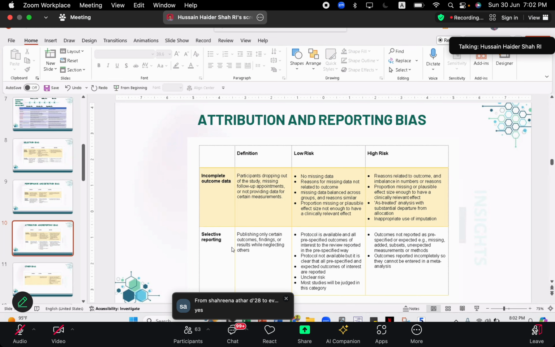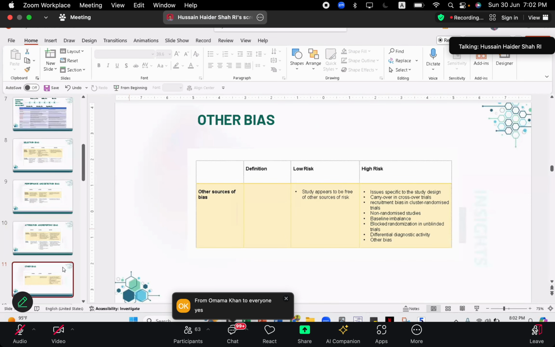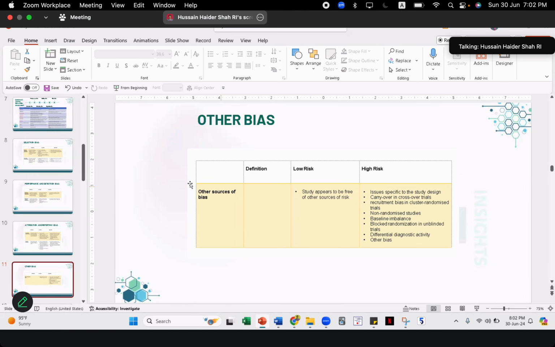Sharina, Sonia, okay. Now the final one is other bias. Other bias can include funding bias. If a certain pharmaceutical company is funding a trial, they will want to make sure that only selective reporting is happening. They don't want to address the undesirable effects of a certain drug. So these can be included in the other bias, for example, the funding as such.